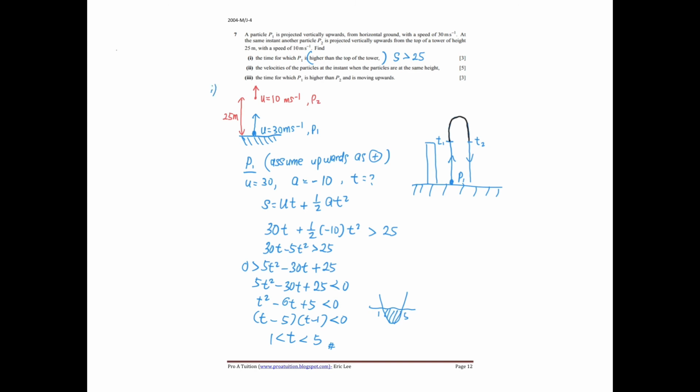Now let's see the second part. The second part, they ask you to find the velocities of the particles at the instance when the particles are at the same height. So the particles are at the same height. That means P1 and P2 are at the same height. So if they are staying at the same height, that means they have the same displacement. Okay, so we have to work it out.